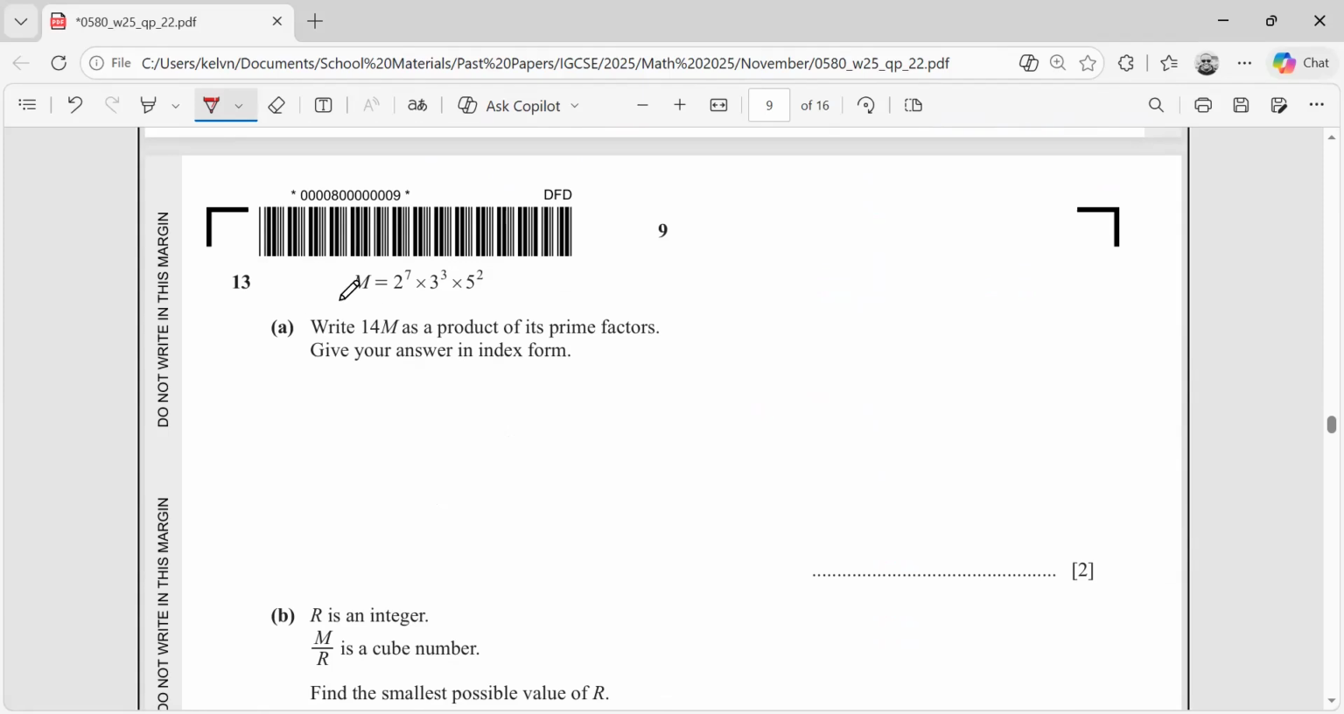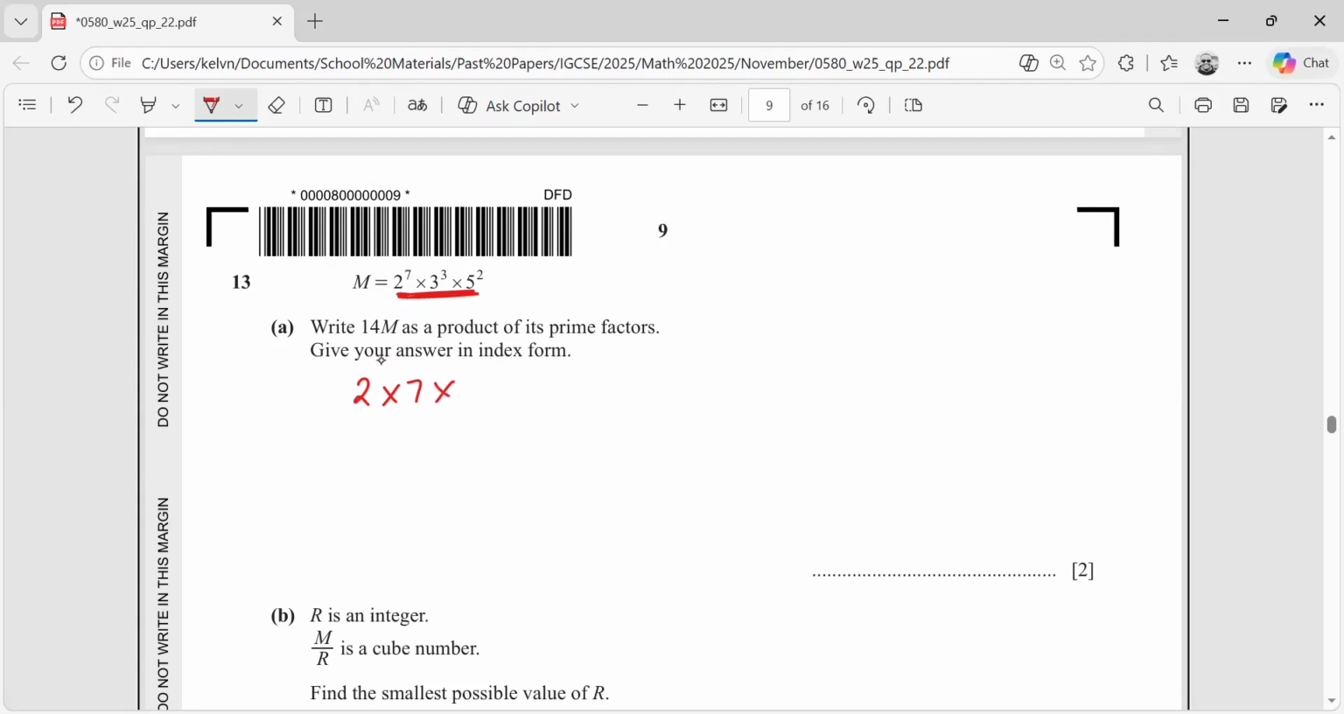And in number 13, we have m equals 2 power 7 times 3 power 3 times 5 power 2. Then we are told to write 14m as a product of its prime factors. Give your answer in index form. First of all, we know m is already written as the product of its prime factors, right? You can clearly see them here. So we just need to find the ones for 14. And 14 can be written as 2 times 7, right? Because 2 times 7 is 14, and those are the prime numbers that make up 14.